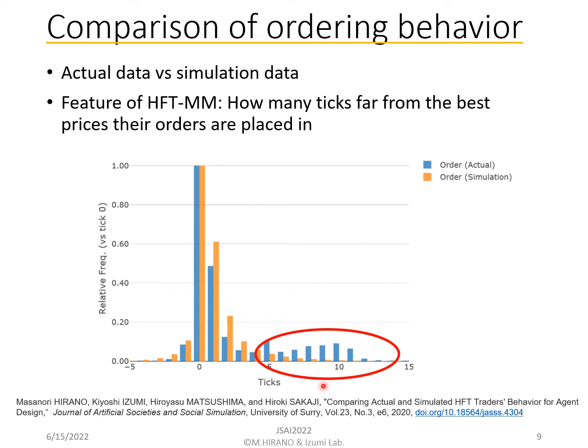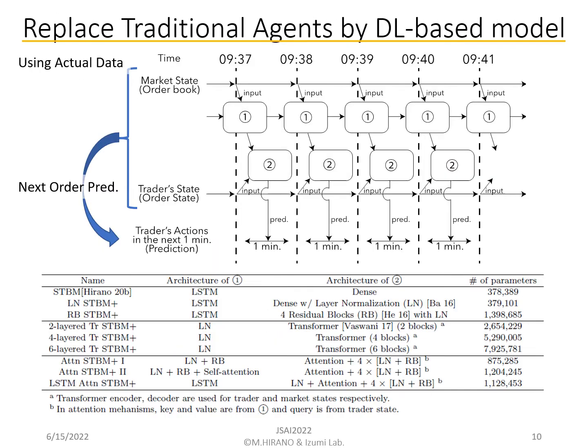According to this result, there is a significant difference between the actual behavior and the simulation behavior. So we think we have to deal with this difference. To deal with the difference between simulation and actual data of HFTMM traders' behavior, we made a deep learning-based model to replace the traditional HFTMM agent.